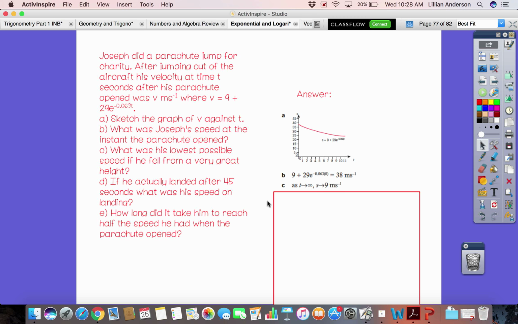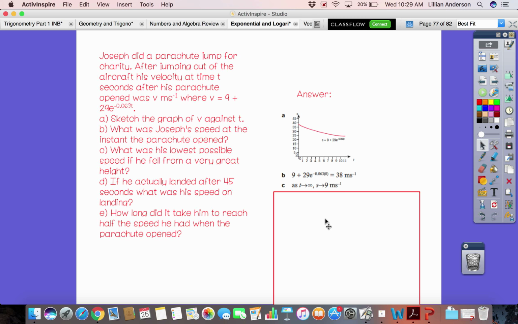Okay, so when it's asking you what was his lowest possible speed, basically when does he start to level out, aka you're approaching the horizontal asymptote. So as t gets really, really large, as the seconds start moving on, and as he's starting to get a consistent speed, how fast is he going to be going? Well, he's going to basically level out at 9 meters per second.